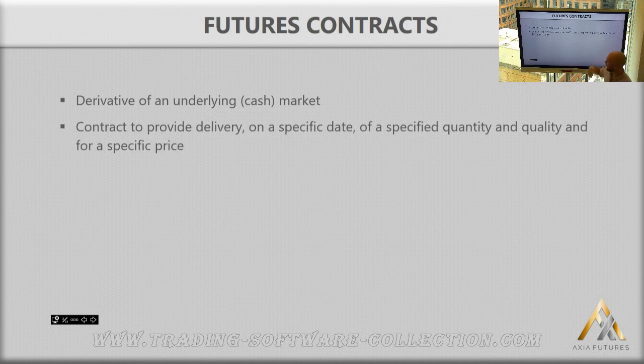Futures contracts are standardized, so they provide a specific delivery date, specified quantity, quality, and for a certain price. So that price comes from whatever price you execute it at, and then come the delivery point, you will get whatever you have bought at that price, not at whatever it closes at.